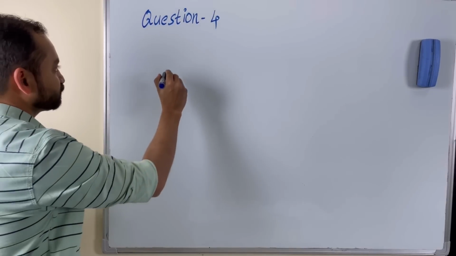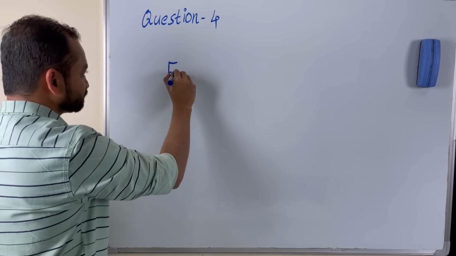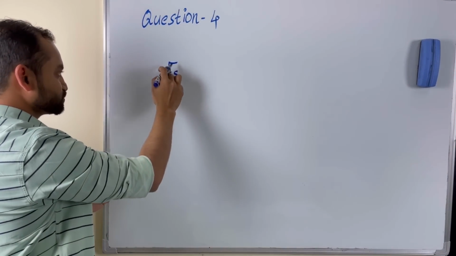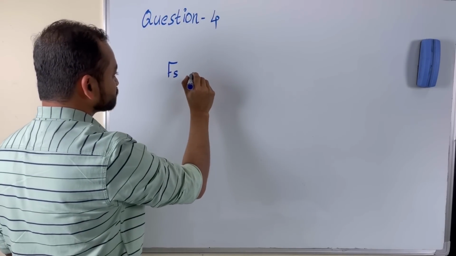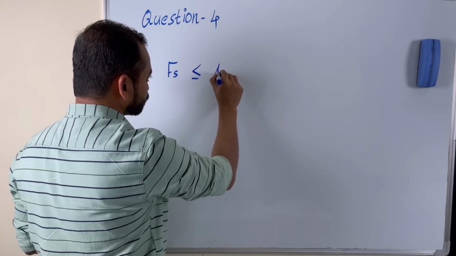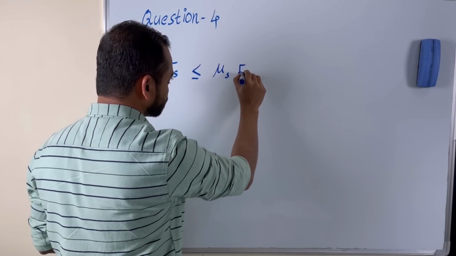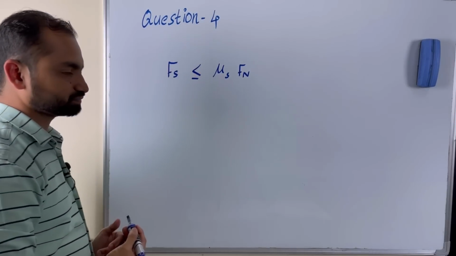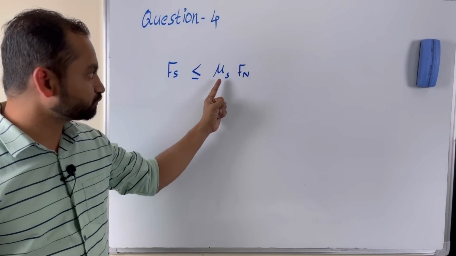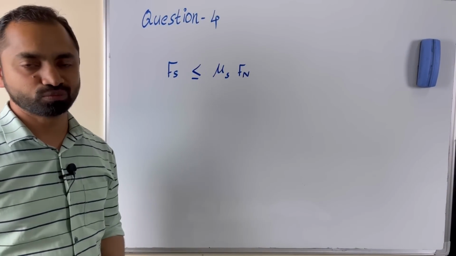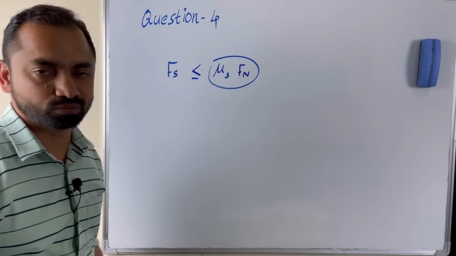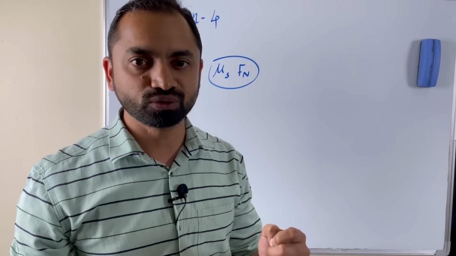So for static friction we write like this: static friction. I will just write S to represent static friction. So force of friction S. This static friction will always be less than or equal to the coefficient of static friction multiplied by the normal force. So what is this coefficient of static friction multiplied by normal force? That is the maximum value of static friction.